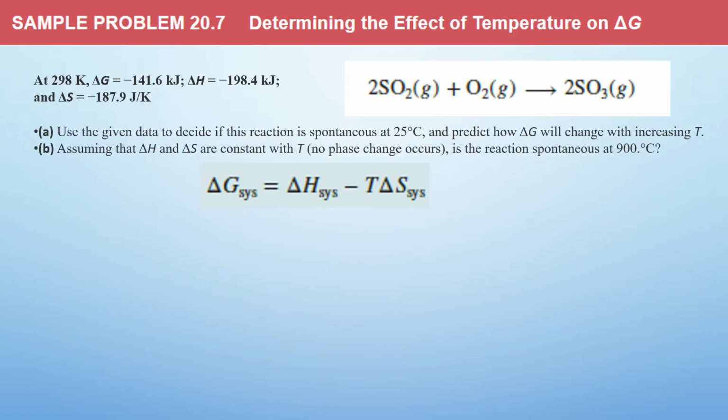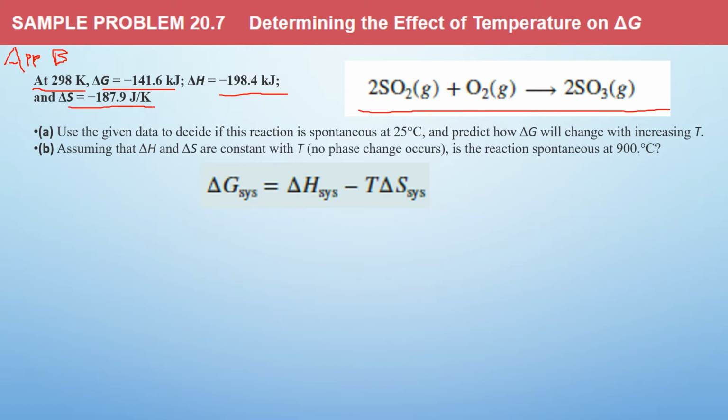So let's work on an example problem. You have sulfur dioxide reacting with oxygen to get sulfur trioxide. In this problem, it tells you the temperature is 298. Again, remember our good friend, the table in Appendix B. All the values we need are in there. For this reaction, the delta G is given, delta H is given, and the delta S is given.